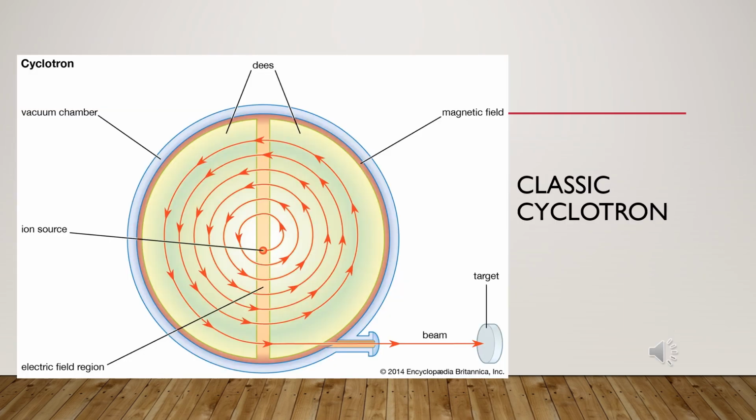And this was a cyclotron diagram, where the vacuum chamber, magnetic field, ion source, electric field region, beam, and target are the main points in a classical cyclotron.